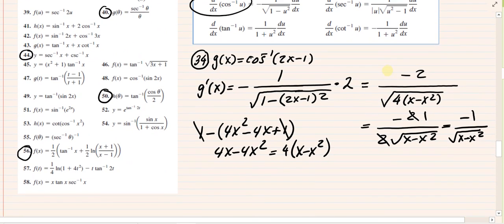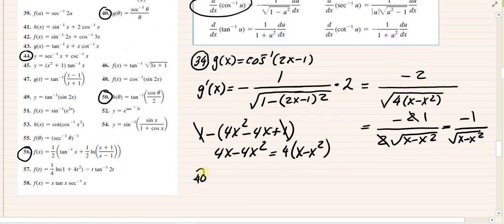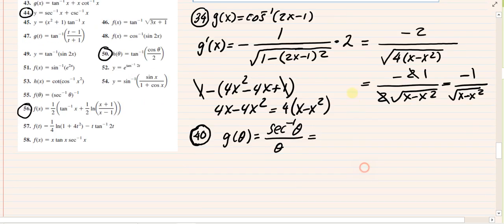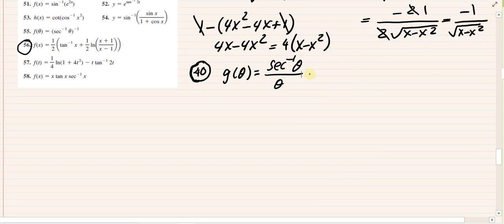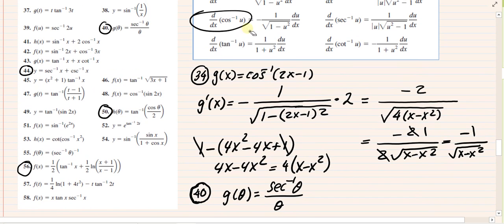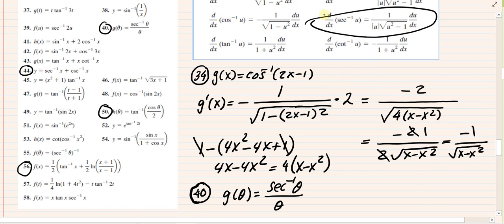That was 34. Let's take a look at number 40 now. In exercise number 40, g of theta is secant inverse of theta divided by theta. Now for this one, number 40, we're going to do the quotient rule, right? So g prime of theta is going to be theta squared, repeat the denominator, times the derivative of secant inverse. The derivative of secant inverse is going to be this.